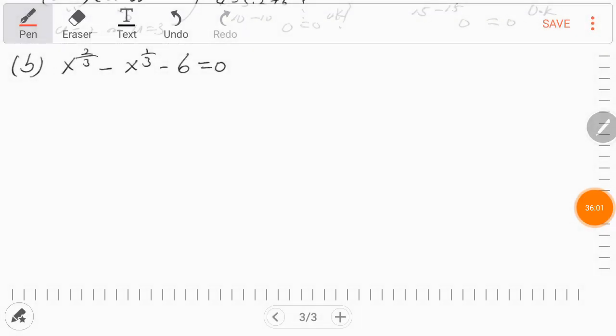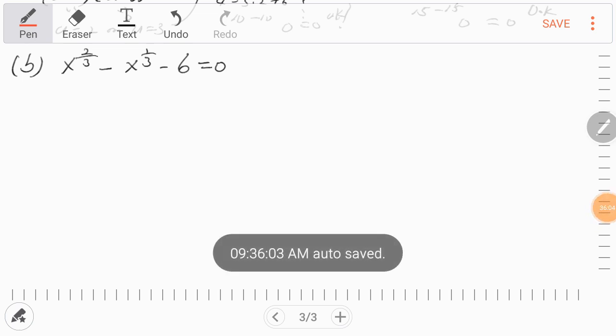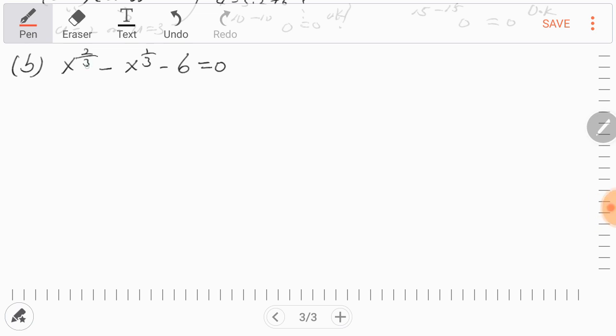Let's check if we can write this one as a quadratic form. The largest exponent, 2/3, is it 2 times the second largest exponent, 1/3? Yes, this is correct. Multiplying 1/3 by 2 is 2/3. So we can set this as u, and then this will be u squared. So we can set u equals x to the 1/3 power.